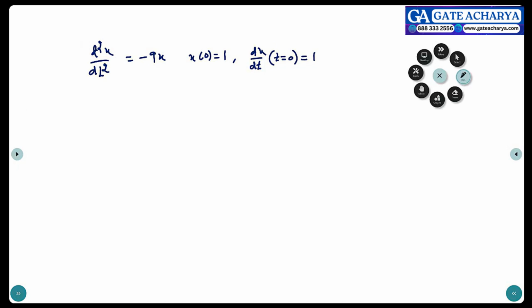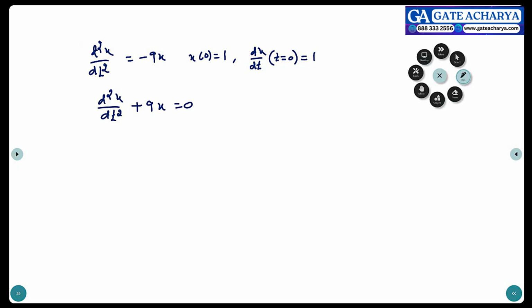The first step: d square x by dt square plus 9x is equal to 0. Why plus 9x is 0? Because x is the dependent variable, therefore the right hand side is also a dependent variable. So take the dependent variable to the left hand side. In our previous problems, y was in terms of x, therefore we kept x on the right hand side. But here x is dependent on t, therefore we take x to the left hand side.